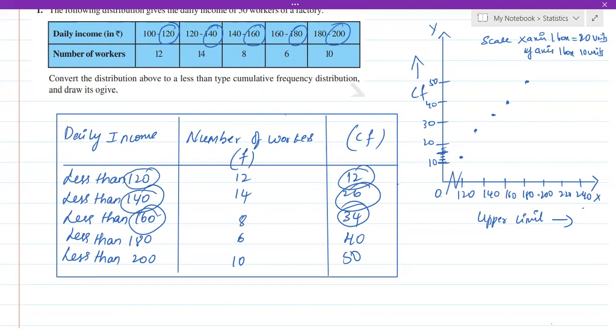Okay. Remember, you have to connect all these points. Do not use a scale. You have to draw a smooth curve, that is a freehand diagram. Just join all these points. Okay, you get something like this. This is the curve.